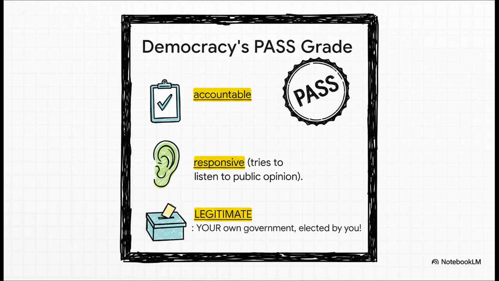So, for your exam answers, how does democracy pass this test? Remember these 3 magic words. 1, it is accountable, it has to answer to you. 2, it is responsive, it has to listen to you. And 3, and this is the most important one, it is a legitimate government. Why? Simple, because it is your own government, the one you chose by voting.